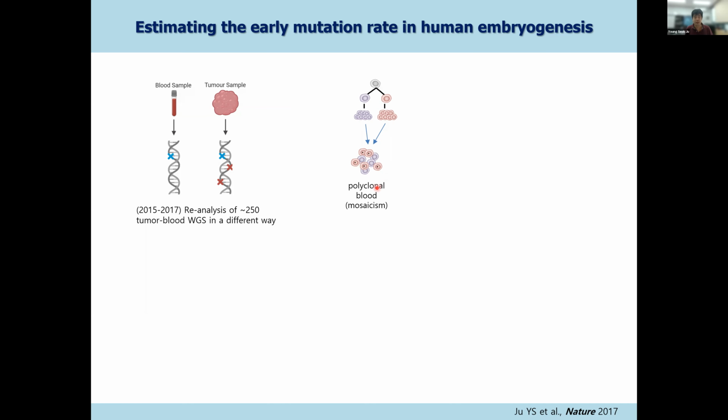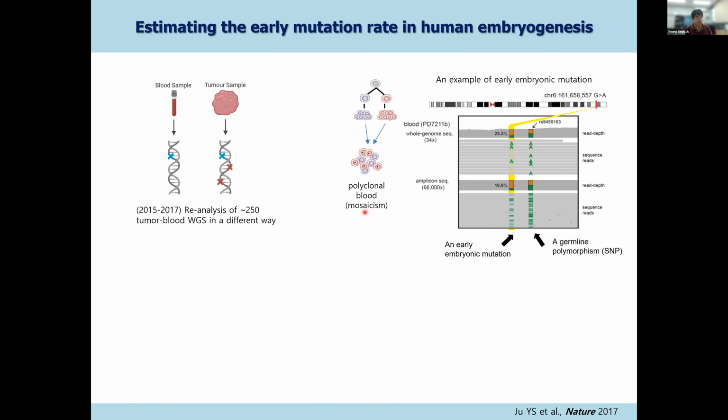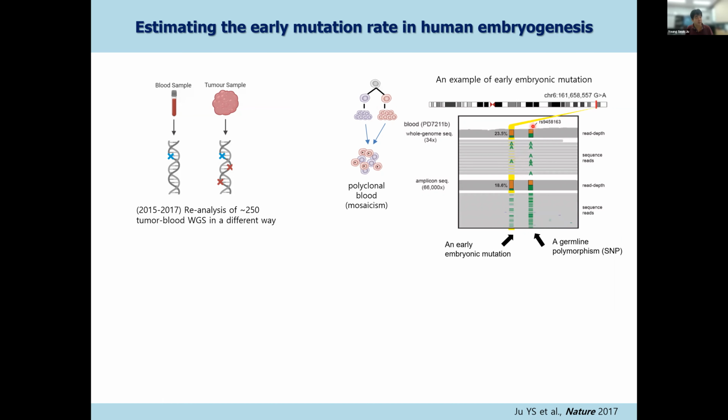And in the polyclonal tissues, like in blood, the lineages are admixed together, and they will show somatic mosaicism. So this is an example of somatic mosaicism. From the blood whole genome sequences from the ICGC, International Cancer Genome Project, we found a mutation here. This is a mutation from the whole genome sequencing and also the targeted amplicon sequencing for the same region. So the mutation intensity is not 50%. The variant fraction is much lower than 50%, but it's not a sequencing artifact. So we thought that it is somatic mosaicism in the polyclonal blood.